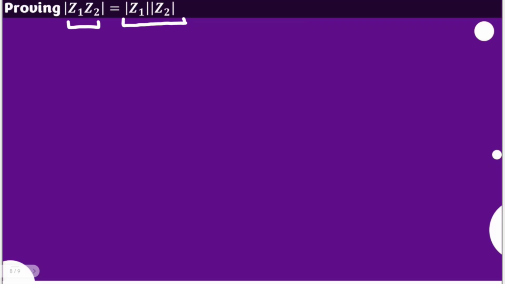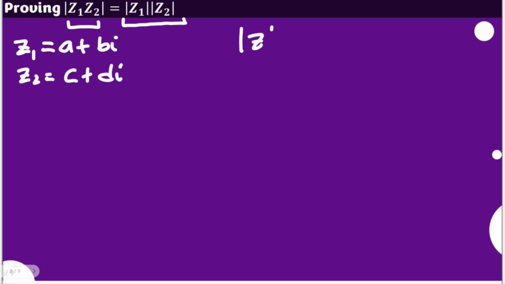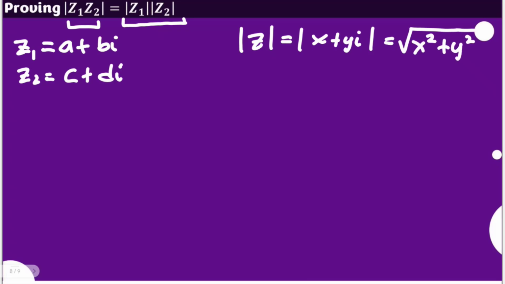So to illustrate that, of course, let us try to illustrate these two with representations of complex numbers. Let's say this is a plus bi, and for your z sub 2, it's actually c plus di. And then let us not forget that the modulus of any z, where let us say it's x plus yi, is actually equal to the square root of the square of the real part and the square of the imaginary coefficient, or the y.